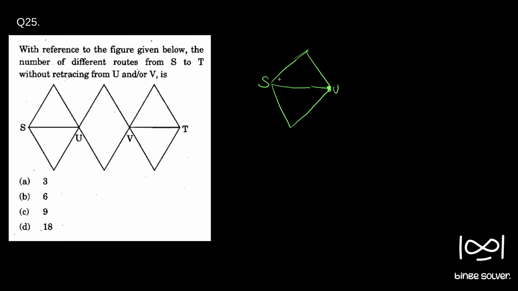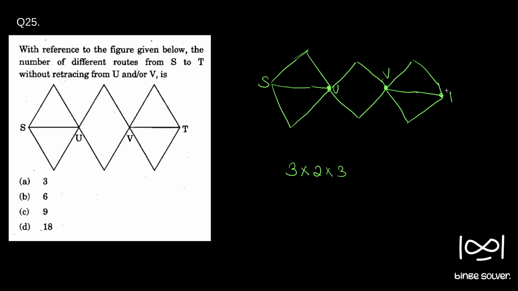So from here we can choose three options. Then from U there are only two options. So 3 into 2 is the total number of possibilities. Then both paths reach the common point V. From there again we have three options to choose. There is no going back, so only three options. Each option ultimately reaches T. So 3 into 2 into 3 is the total number of possible cases, which is 18. So 18, D, is the correct answer.